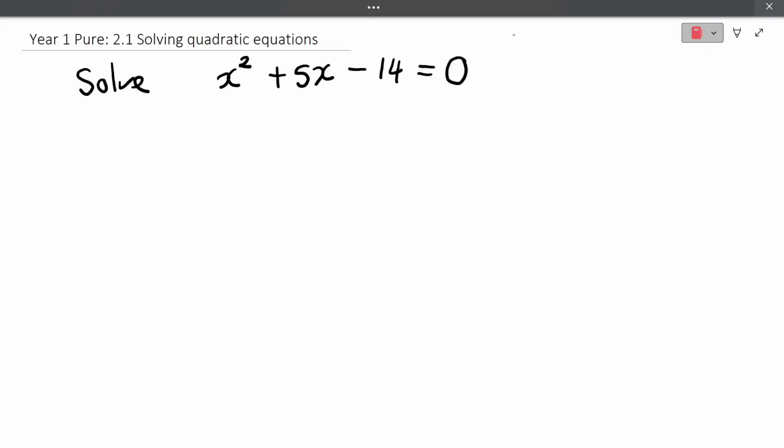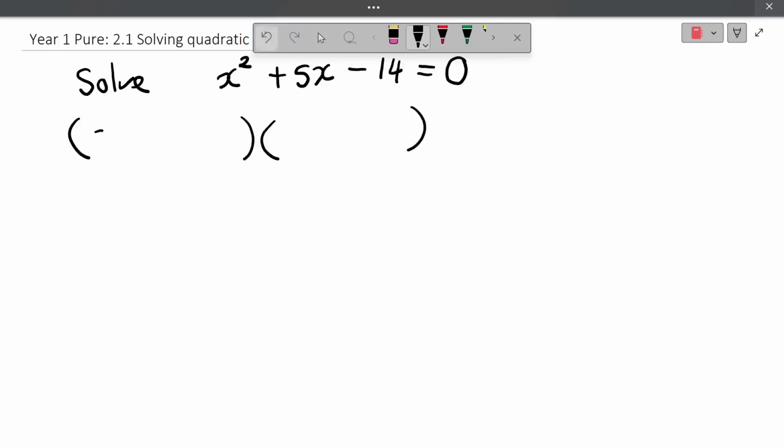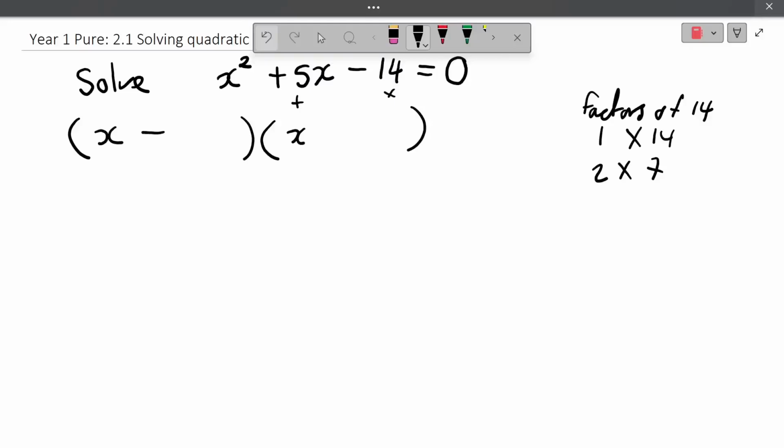So if we go back to our horizon, first of all, they don't actually have that equals 0 bit. But what we're going to do, first of all, with this, is you're going to have your brackets and an x and an x, and we need the factors of 14, which are 1 times 14 and 2 times 7. Now, the number which is here is what we times to make, and the number 5 is what we are adding to make, or minusing. So the 14 minus 14 means I have to have a plus and a minus, and that also equals 0.